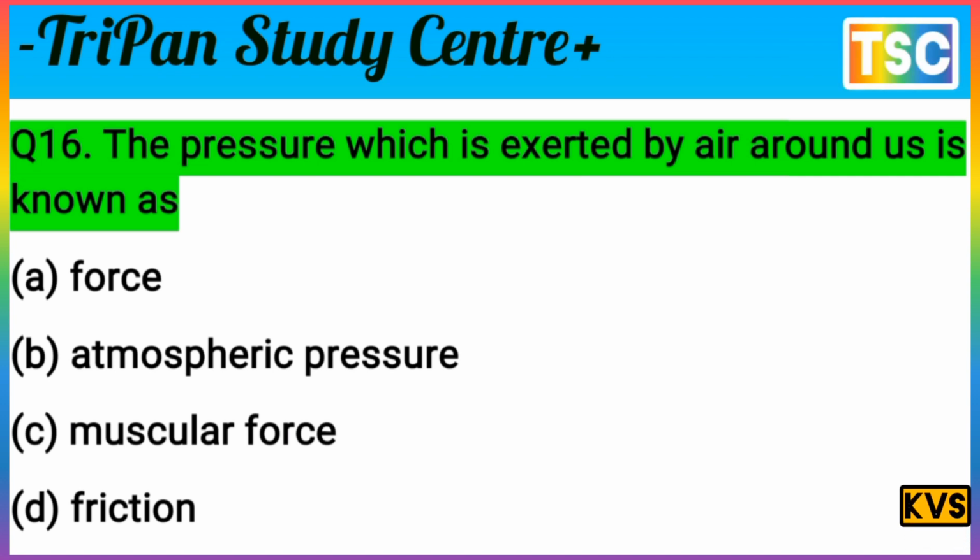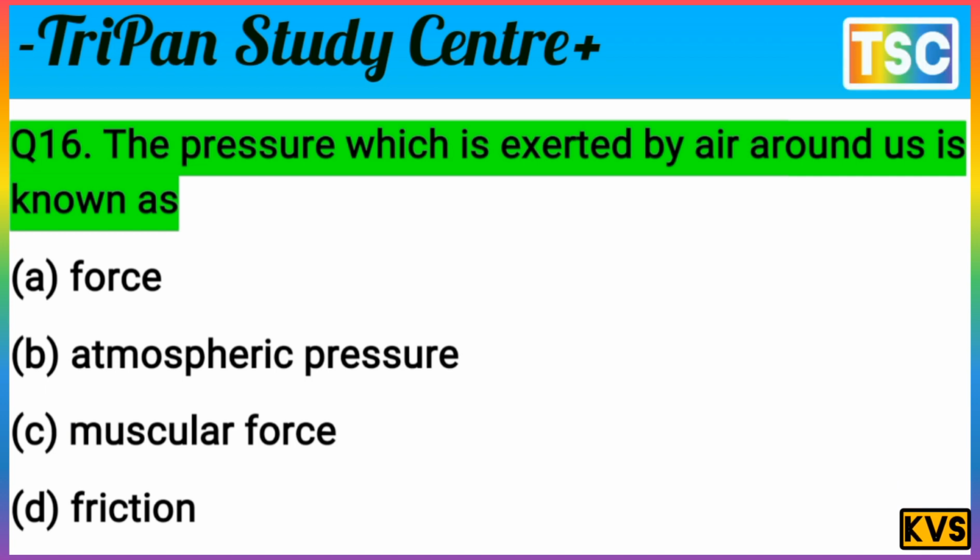Let's see what is the answer for this question. The pressure which is exerted by air around us is known as... That's important here. Force is not applied for this. Atmospheric pressure, that is the right answer. The pressure which is exerted by air around us is known as atmospheric pressure. It means option B is correct here. Atmospheric pressure is the correct answer for this question.